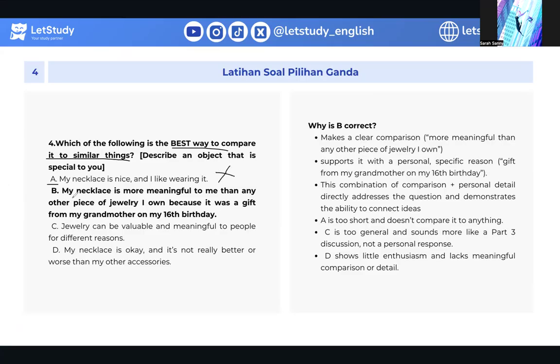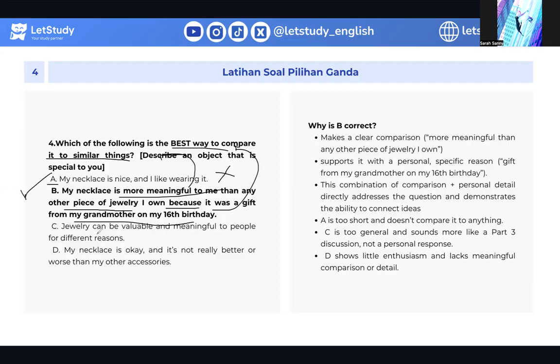B is "My necklace is more meaningful to me than any other piece of jewelry." Why? Because it was a gift from my grandmother on my 16th birthday. Jadi, not only does it answer the question, yaitu jawab pertanyaannya, it also expands on the answer. Dan karena ini, B itu jawaban yang paling tepat.